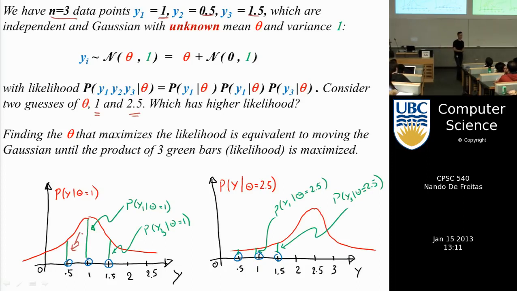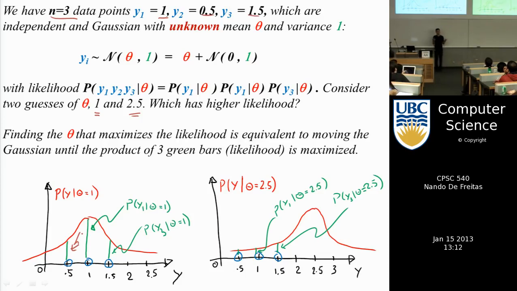If the three points are independent, in order to compute the joint probability, we just multiply the three green bars. In the model on the left, the product of those three green bars will be bigger than the product of these three green bars on the right. And so that's why we prefer that model over there. This distribution, P of y given theta in this case, is what we call the likelihood. Okay. It's the probability of the data given the model. The model in this case is, once you know the parameters, that's your model.